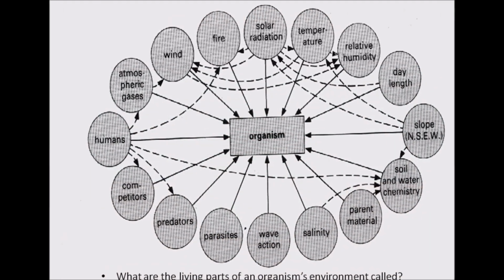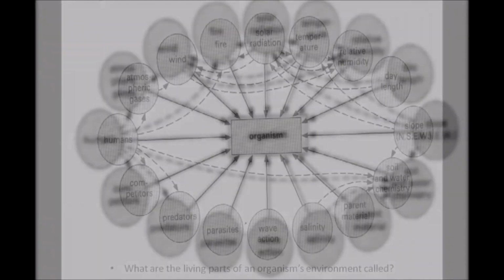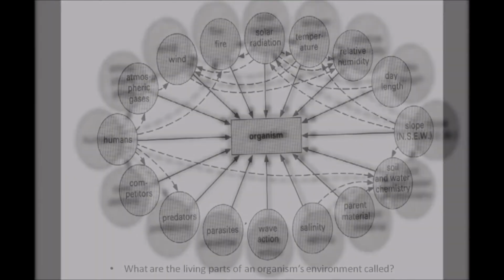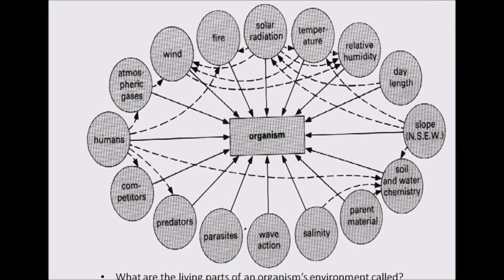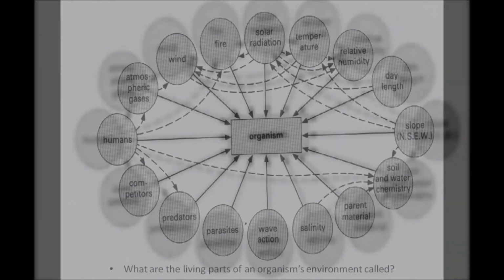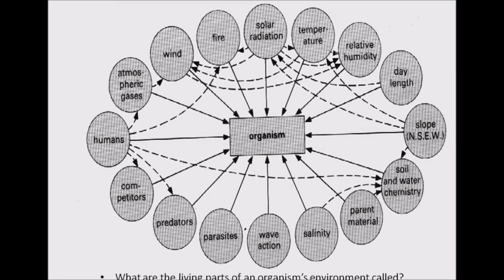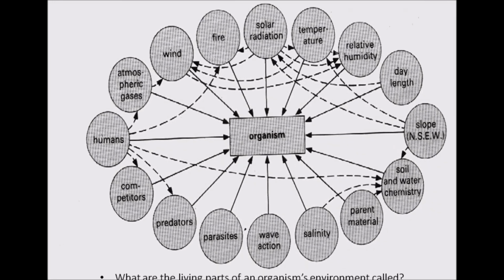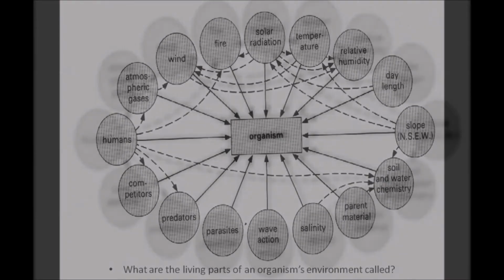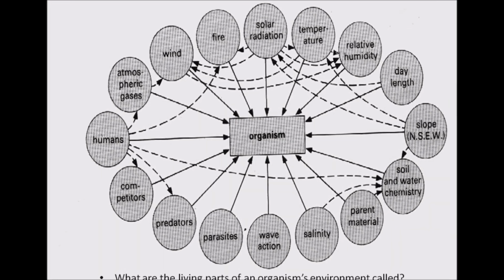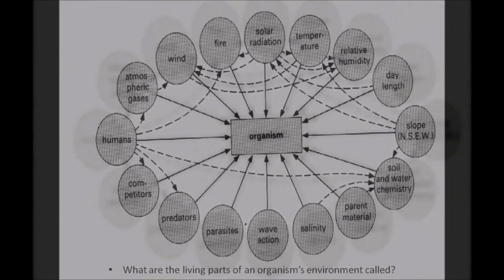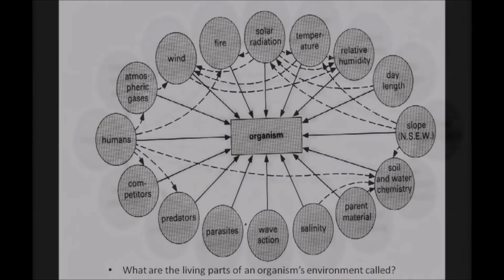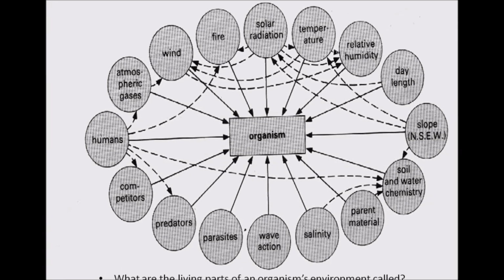Here is an organism. What are the living parts of an organism's environment called? We know a lot of abiotic things are around an organism, that is wind, fire, solar radiation, temperature, relative humidity, day length, slope, soil and water chemistry, parent material, salinity, wave action, parasites, predators, competitors, humans and atmosphere gases. So from humans, all these come into the organism.